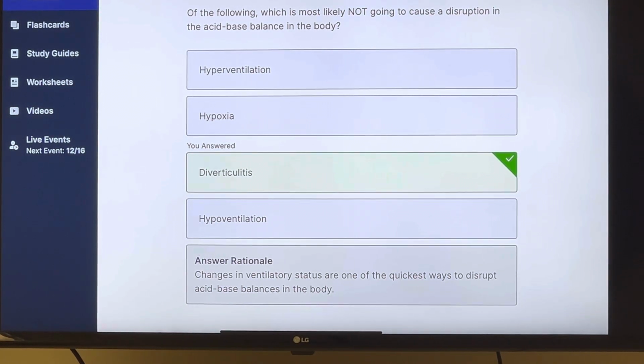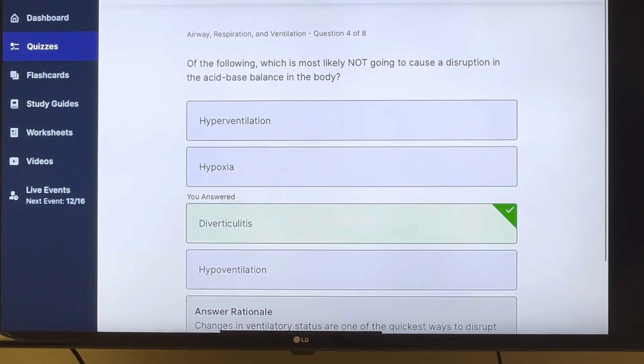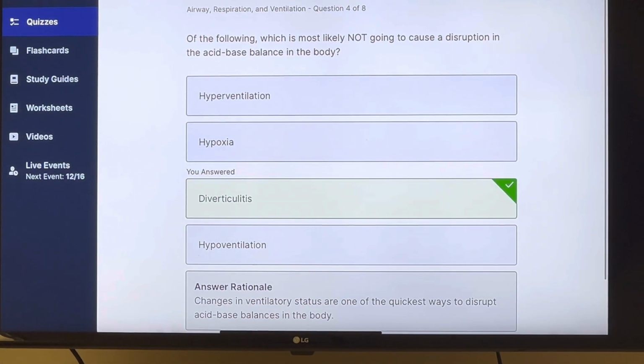If I'm blowing it all off like I'm hyperventilating, then I'm alkalosis. It's all about the CO2. Hyperventilation, you're alkalosis. You blow all the acid off. You keep too much, acidosis. But nothing about diverticulitis. It's about acid and base.